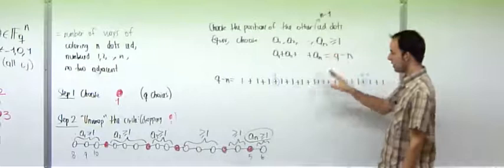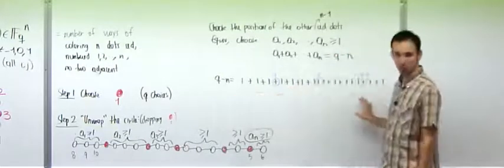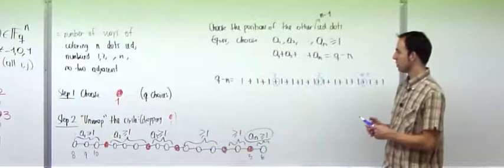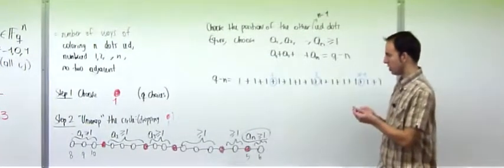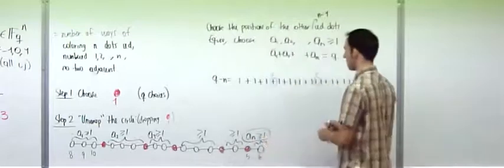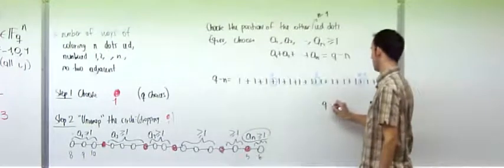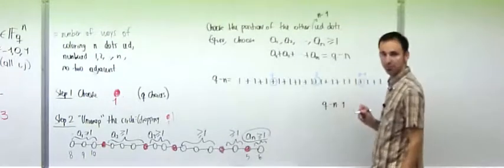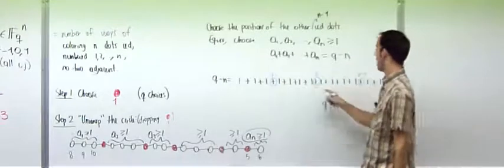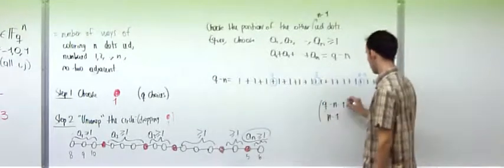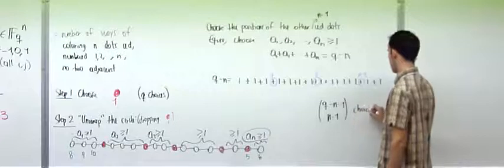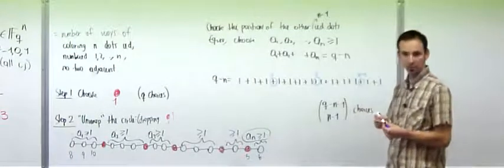So choosing the AIs is the same thing as choosing which ones of these pluses you're going to keep and which ones you're going to ignore. So how many choices are there to do this? Well, if I write q minus n as a sum of ones, I need q minus n minus 1 plus signs. And out of those, I need to choose n minus 1 of them. So this is the number of choices for that second step. Okay. So first step, q choices. And second step, q minus n minus 1, choose n minus 1 choices.